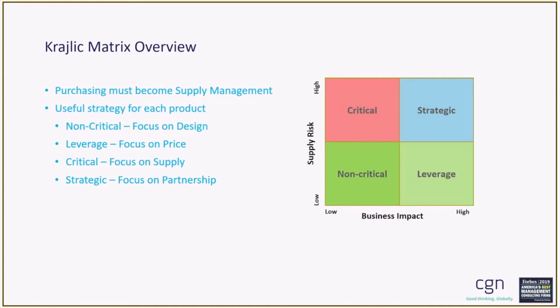To achieve Krajlic Matrix principles, a business's purchasing department must become a part of supply management. The matrix gives the purchasing department clear direction on how to handle the different product categories. To summarize, when a product is non-critical, the business must focus on design to increase standardization and reduce time and money spent on purchasing non-critical items.